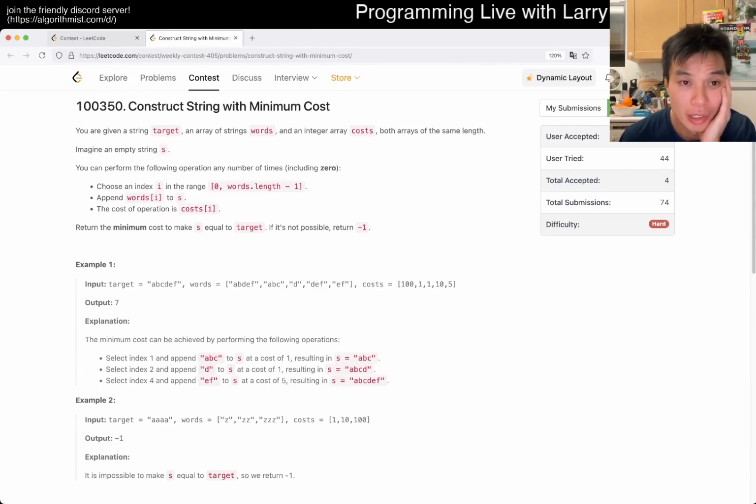Okay, give me a string target and an array of string words. Literal cost, both arrays of the same length. 4 people got this already. Imagine? Just tell us to start. Don't tell us to imagine. Okay, anyway, focus. You choose a word, append word supply to X, the cost is cost supply. Return the minimum, okay, so you want to make this, okay.